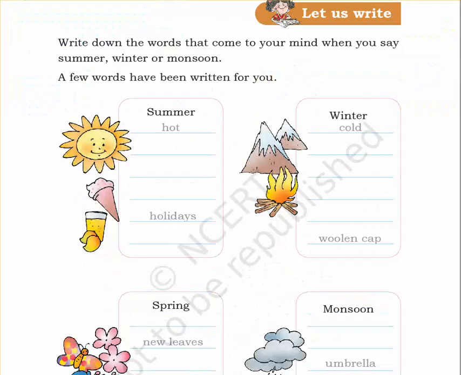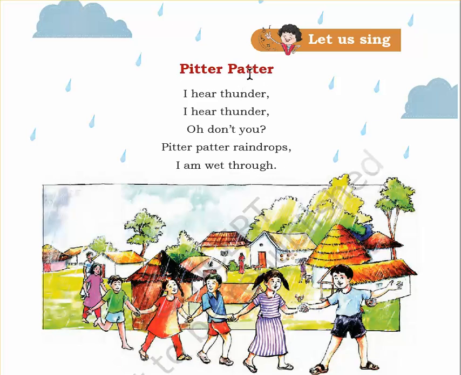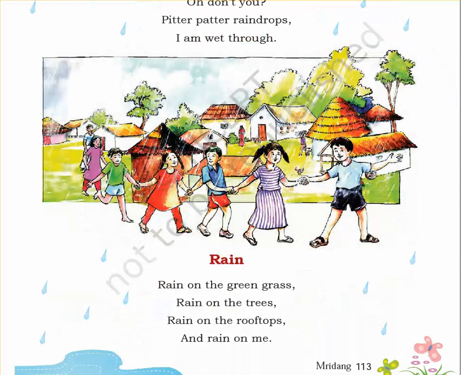Okay, now next we have two short poems. One is Pitter Patter. I hear thunder, I hear thunder, oh don't you? Pitter patter raindrops, I am wet through. I hear thunder, I hear thunder, oh don't you? Pitter patter raindrops, I am wet through. That's about the monsoon only.